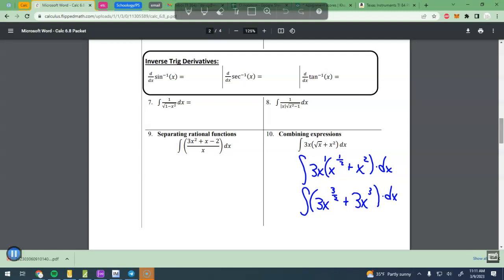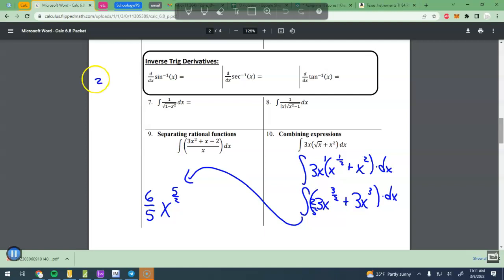Questions on what I'm doing? Yeah, I'm not done. So then integrate each thing one at a time by the power rule. So add 1 to the power here. We'll give you 5/2. Then you're going to multiply by 2/5. So you're multiplying 3 by 2/5, which is 6/5.